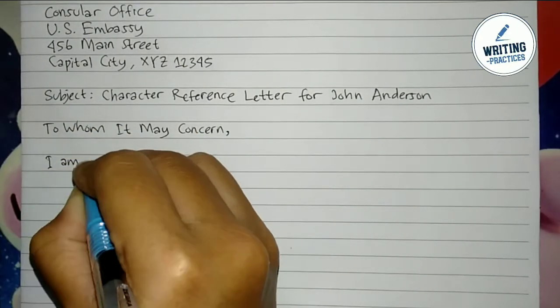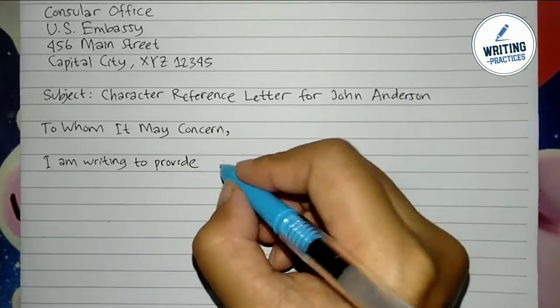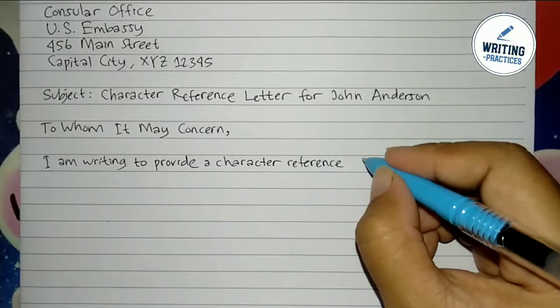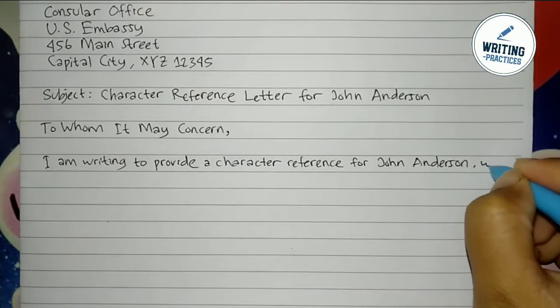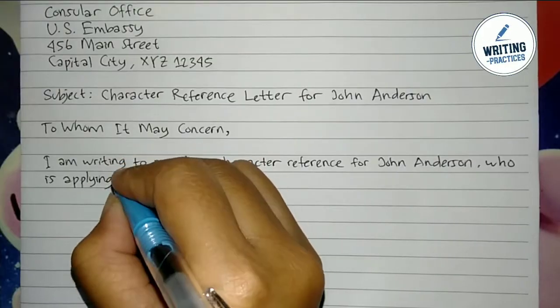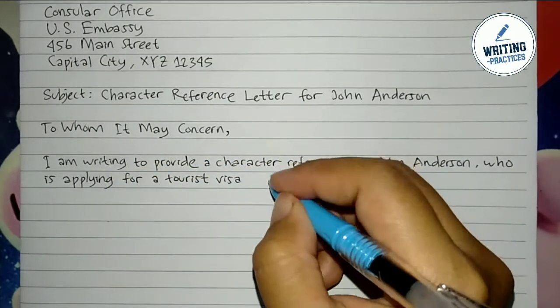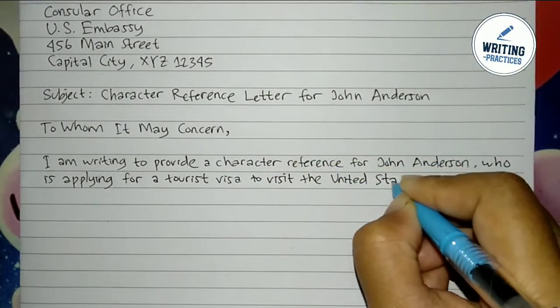The first part is the introduction. In the first paragraph, it is where the letter introduces the writer. Not only that, the writer must also explain their relationship to the applicant. You can check this example. I am writing to provide a character reference for John Anderson, who is applying for a tourist visa to visit the United States. Yes, you must mention the destination country in this paragraph.